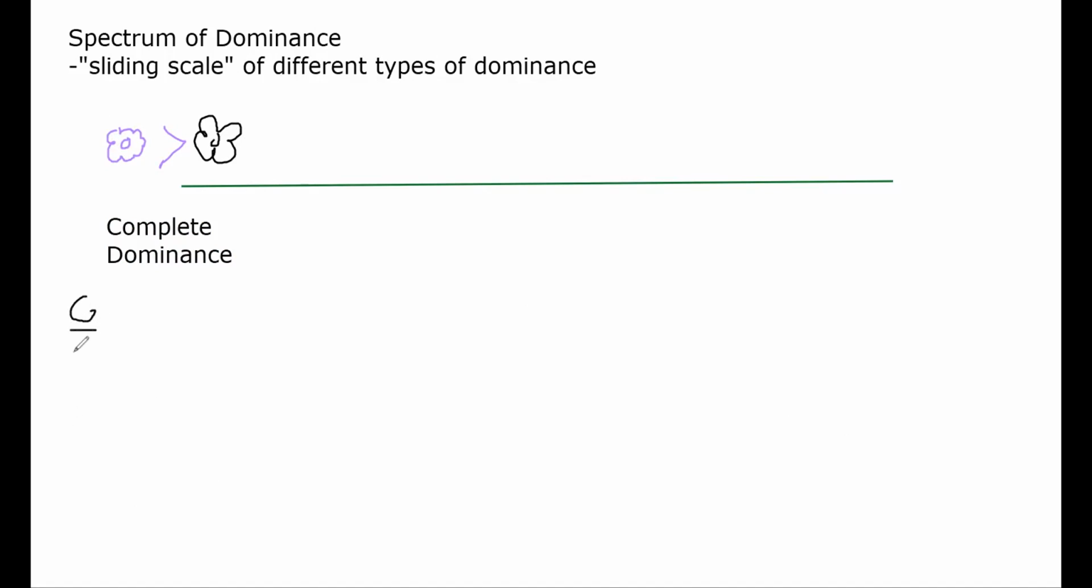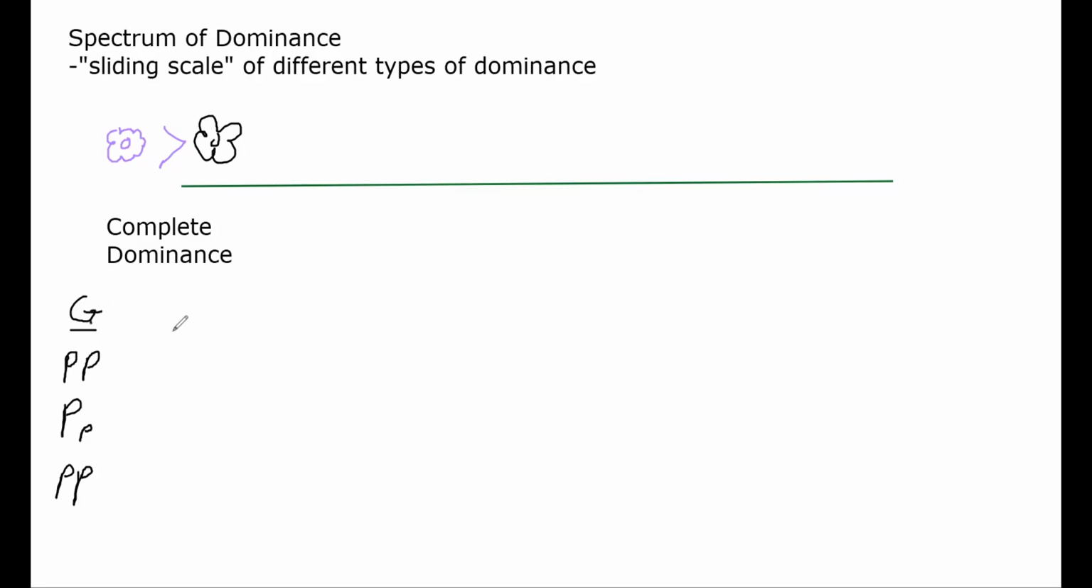In the genotypes here, there are three possible genotypes we could have had. You could have homozygous dominant, big P, big P. You had heterozygous, big P, little p, and then homozygous recessive. Okay, in a monohybrid cross, these are the only 3 genotypes you could have.